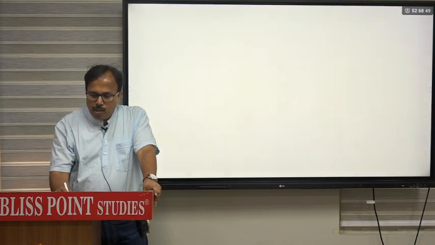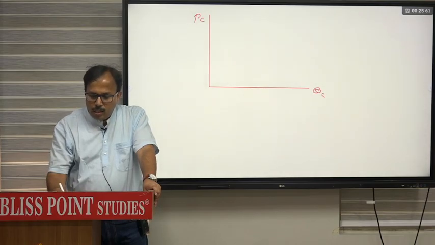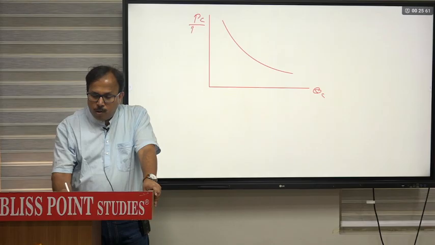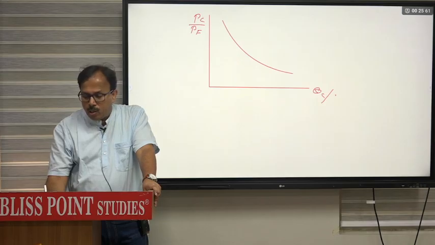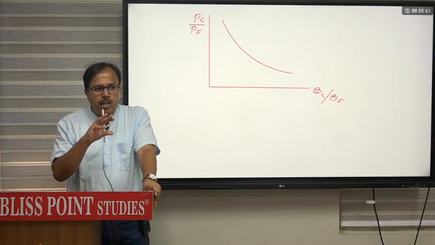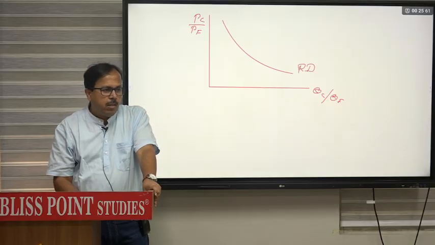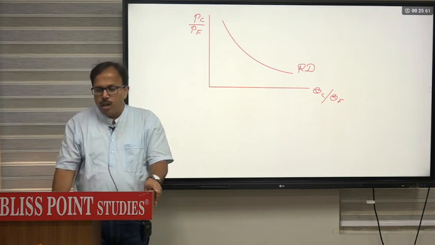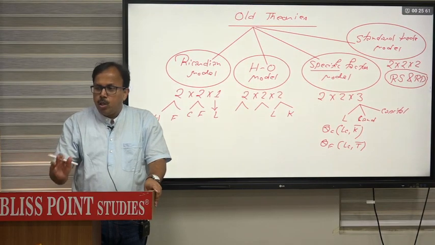So if you draw the demand curve for any particular product, if I write here price of cloth and quantity of cloth, and the demand curve is positioned here, instead of that if I write relative price, price of cloth upon price of food, and relative quantity means quantity of cloth upon quantity of food, if I plot that ratio, then that will be referred to as relative demand. So how to derive the relative demand, relative supply, and how to explain international trade by using RS and RD. So primarily there are 4 parts in the old theories.